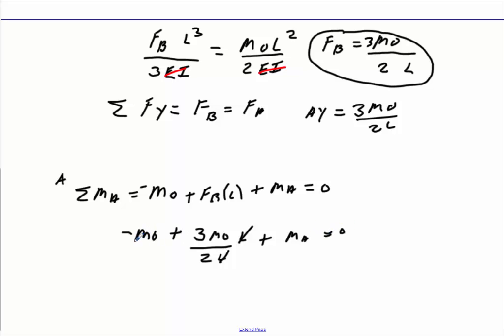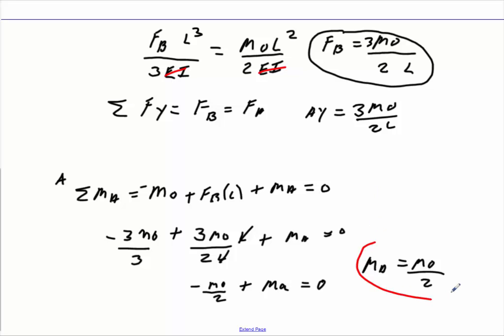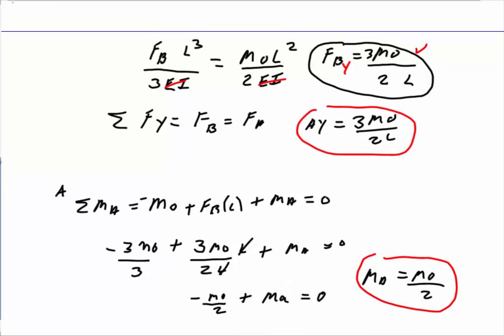So here, let's just make this 3 over 3 to get common denominator. And that was a minus. So then when we subtract, that gives me minus MO over 2 plus MA is equal to 0. Solve for MA, and MA is equal to MO over 2. And we solved everything. We got our MOs, we got our AYs, and we got our BY too. Same thing. Alright, so that's how these work.